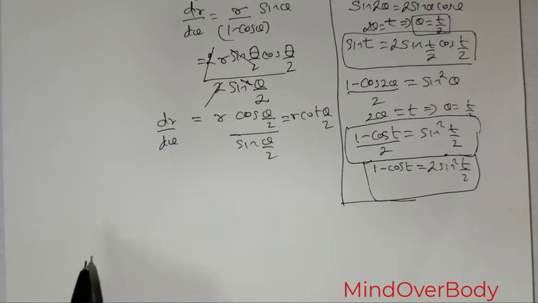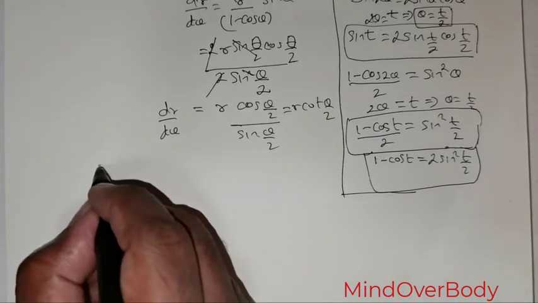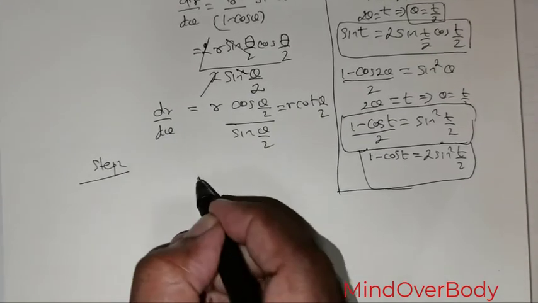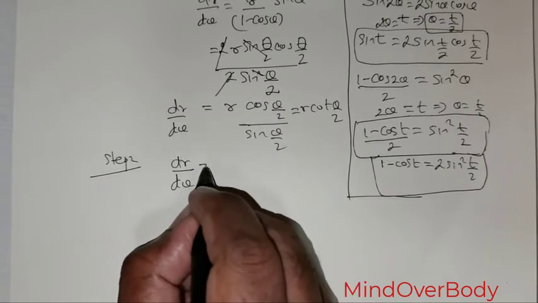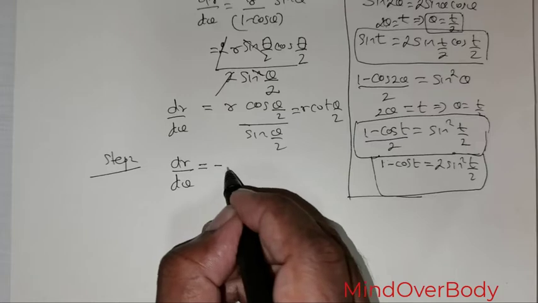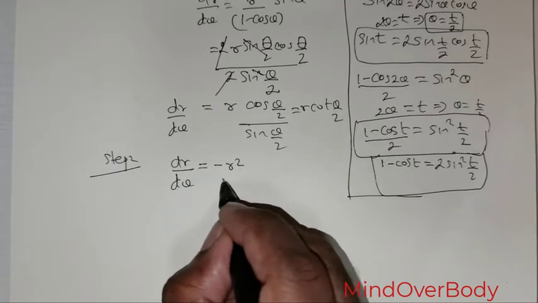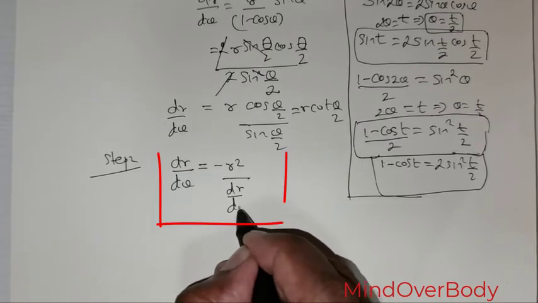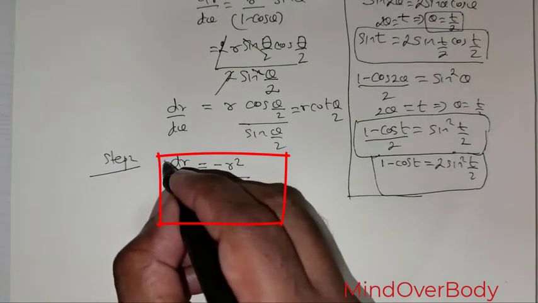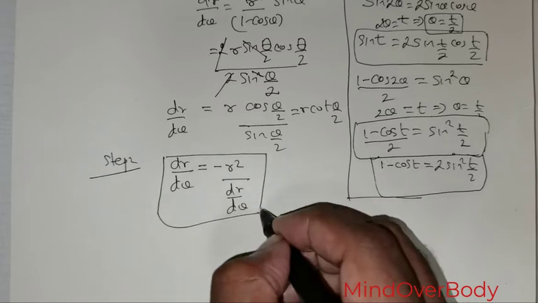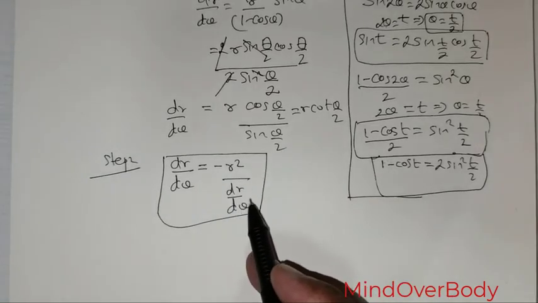Now just as we had step 2 in Cartesian forms, there is also going to be a step 2 here. But in this case, what is that step 2? I'm going to replace dr over d theta as negative r squared divided by dr over d theta. This is the replacement I am going to do. Have that in mind, and don't forget this. So negative r squared divided by dr over d theta.